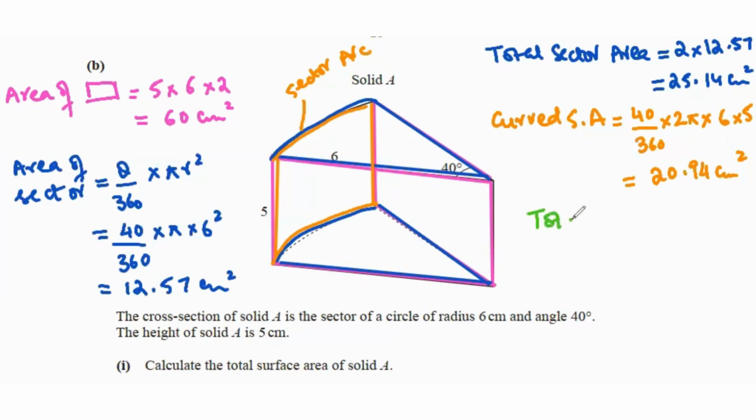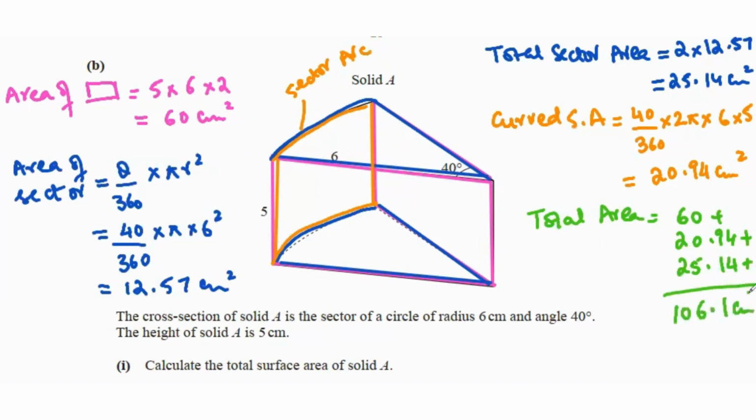So now we find the total area. I'm going to keep it color coded. So total area is going to be the sum of all of these values: 60, 20.94, then 25.14. Yeah, these three values. And that is going to give us 106.1 centimeters square.